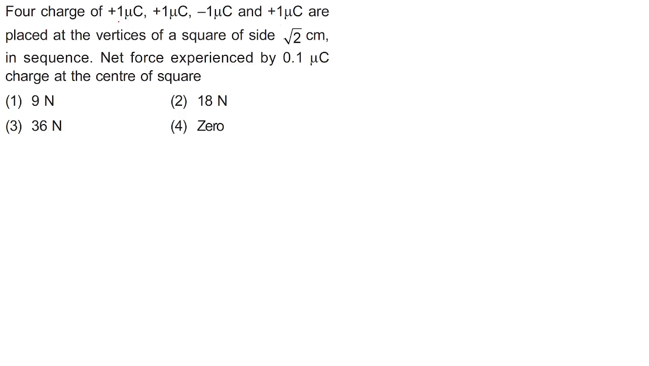Let's solve question number 3. Four charges of plus 1 microcoulomb, minus 1 microcoulomb, plus 1 microcoulomb, and so on, are placed at the vertices of a square of side root 2 centimeter. So first of all we have a square whose arm length is root 2 centimeter.